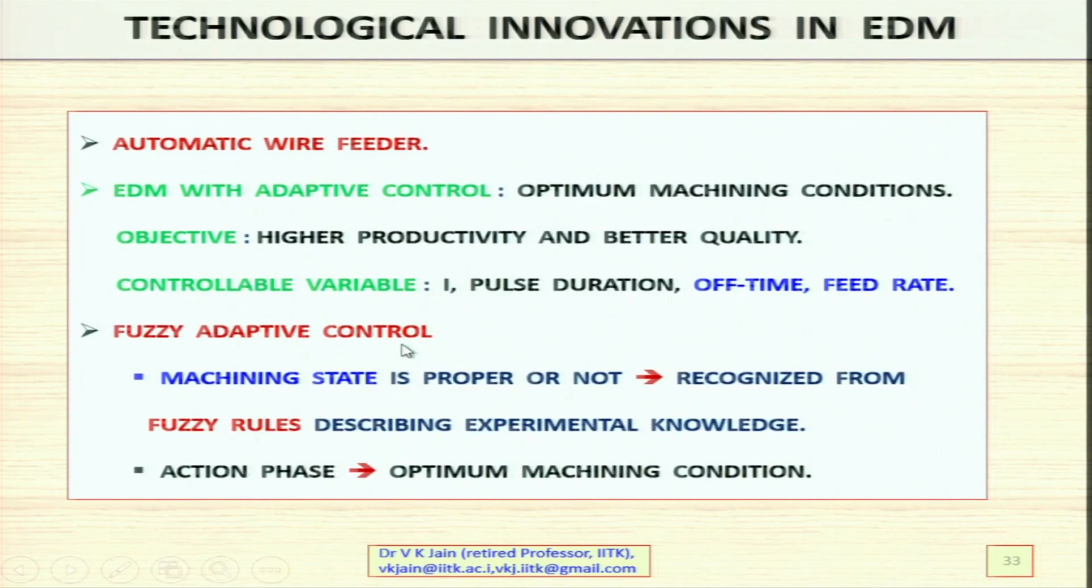Fuzzy adaptive control system, I am not going to discuss, but the fuzzy adaptive control systems are available. Whether the machining rate is proper or not can be recognized from fuzzy rules, describing experimental knowledge. Action phase, optimum machining condition. This is just to machine on wire EDM all the time under optimum condition. This type of a controller helps a lot.